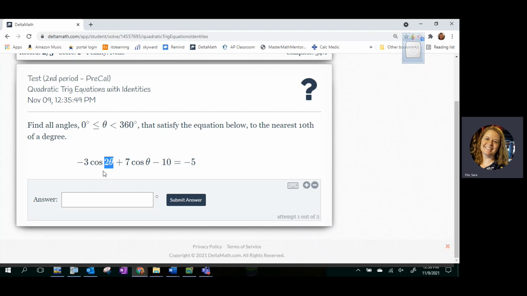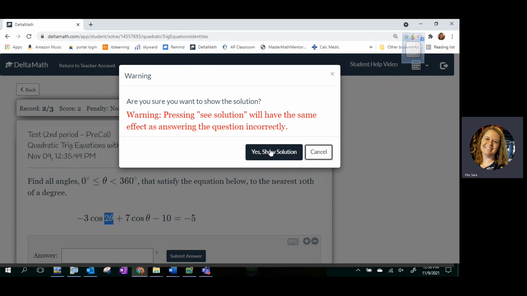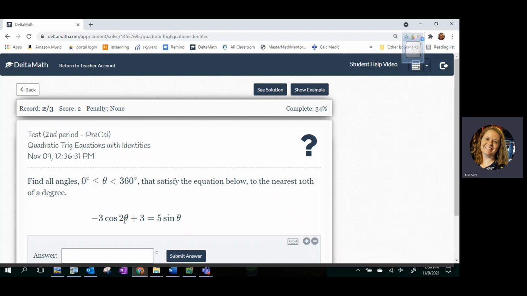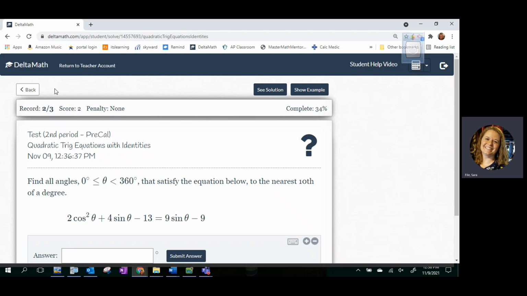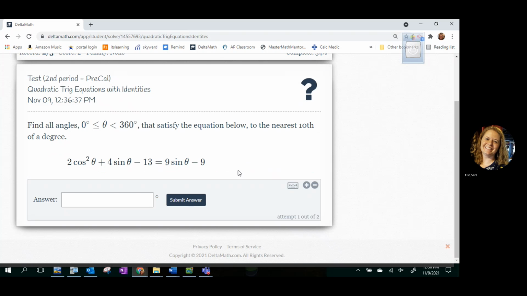So if you get one of your problems and there's a number there inside the trig function with theta, skip it. There's not a button that says skip. You have to hit see solution, next problem. Uh-oh, another one. So I hit see solution, next problem, and keep going till you get to one where there's not a number inside there with the theta. Does that make sense? You will not know how to do those. You skip them. You'll feel a little better about the Delta Math?